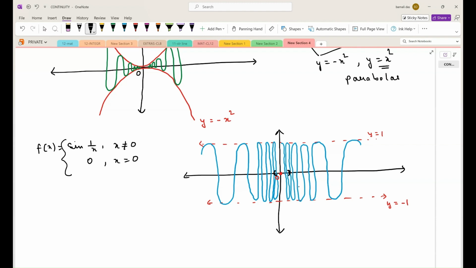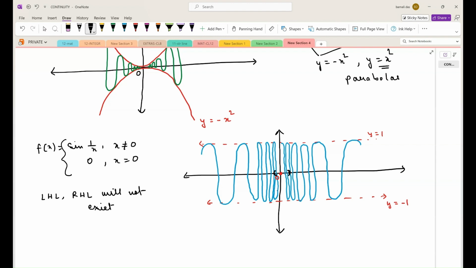So in that case, the left hand limit and right hand limit will not exist. Because when x approaches 0 from the left, as the function constantly oscillates between 1 and minus 1, you cannot assign a value towards which the function will approach. It will keep oscillating.